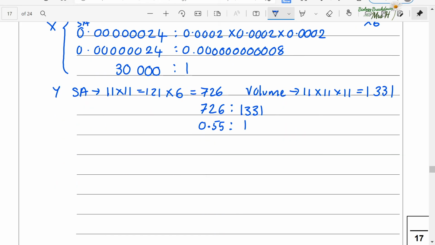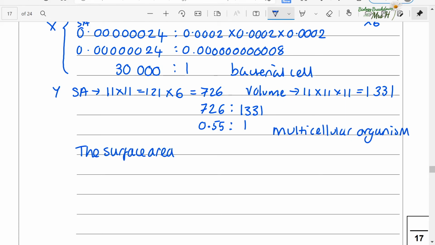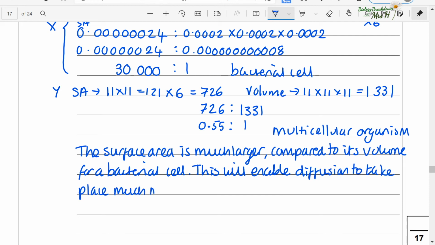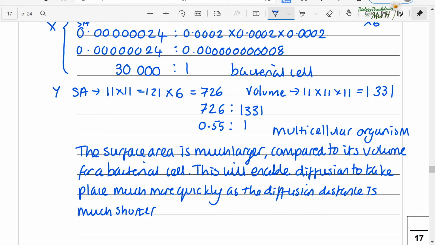So what does that actually mean then? And we need to make sure we've answered the question thoroughly. Well, it means that the surface area is much larger compared to its volume for a bacterial cell. And this will enable diffusion to take place much more quickly as the diffusion distance is much shorter. And of course, you can say it the opposite way round for the multicellular organism and still get the marks.